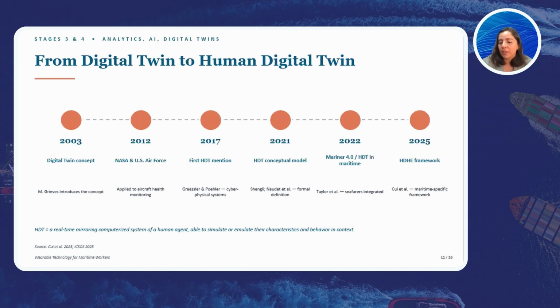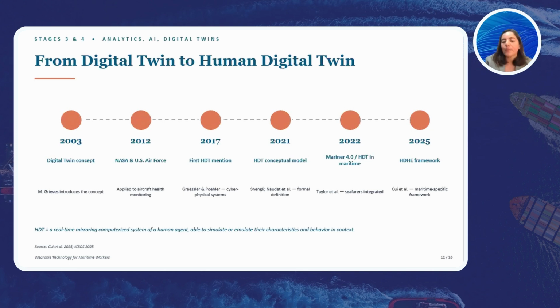The formal definition came out in 2021 with the definition of the human digital twin as a real-time monitoring computerized system of human agents, able to emulate or simulate their characteristic and complex behavior. Then Taylor and colleagues integrated this into a maritime context in 2022 with the Mariner 4.0 framework. And in 2025, Kui and colleagues coined the term human digital healthcare engineering, as I mentioned before, the HDHE, as the maritime-specific framework that brings all this together.